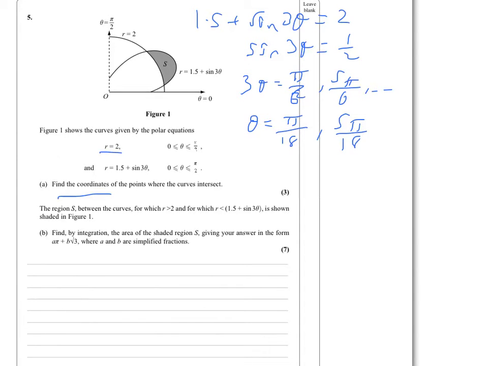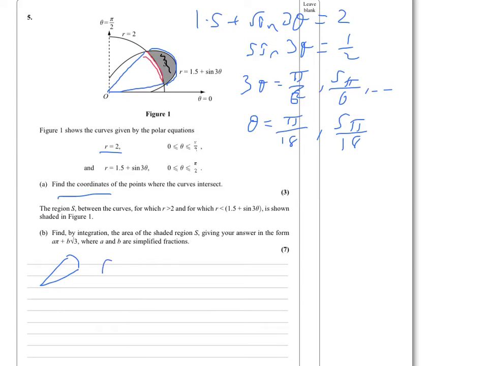Now the area that we're going to find for part B, we've found these 2 points of intersection, so we're going to integrate this curve between those two theta values, and then we're going to integrate this curve between those two theta values and do a subtraction to be left with the shaded bit in between. In actual fact, the red bit we don't need to integrate because it's a sector of a circle. So we're going to find out what that is.